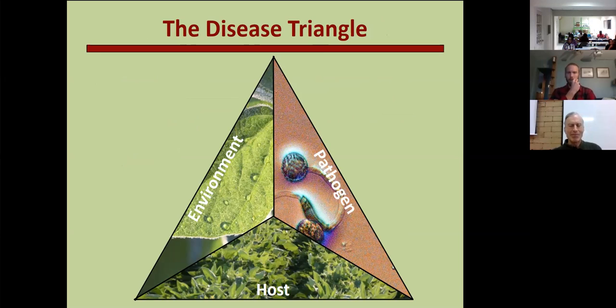On the bottom is the host. On the right side is the pathogen. On the other side is the environment. So you have to have all of these things working together to cause a disease. And so we'll be talking about that some more.